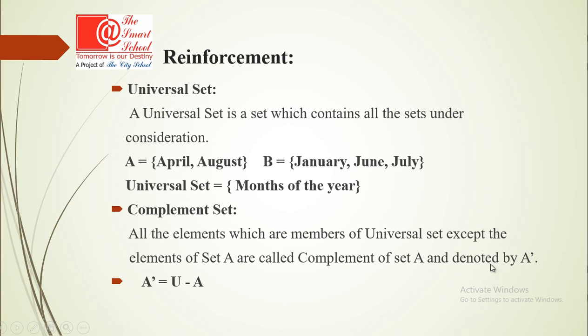I will make it easier for you. If we have to find the complement of any set, we will write it in this form: A dash, and A dash is equal to universal set minus A. So for any other set, suppose we want to find B dash or complement of B, we will do U minus B. So if we have to find the complement of any set, we will subtract that set from the universal set.